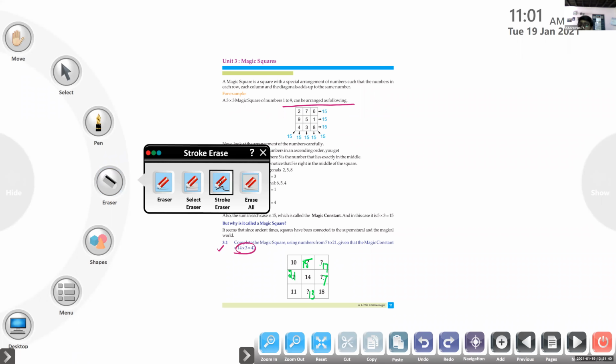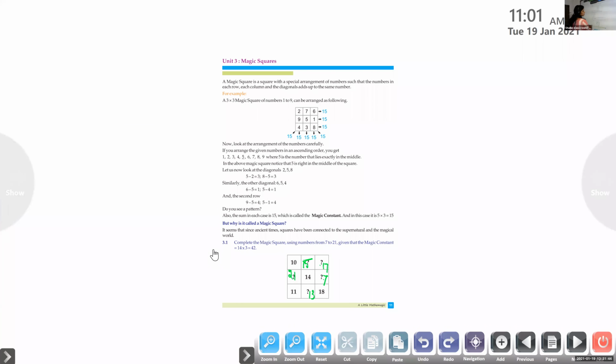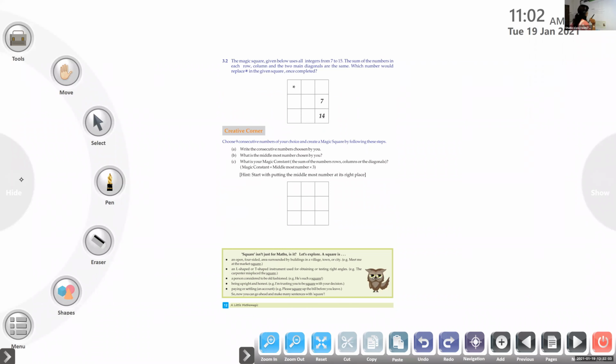Ma'am, can I raise hand? Adityan, you got this answer? Yes, ma'am. Okay, very good. Now we pass on to the next page. We can see the next page. If no numbers are given, then we have to find out how. That is what we are going to see, how it will be.